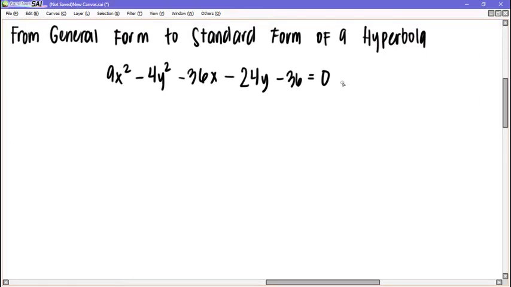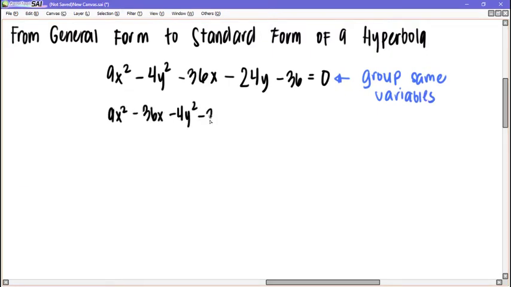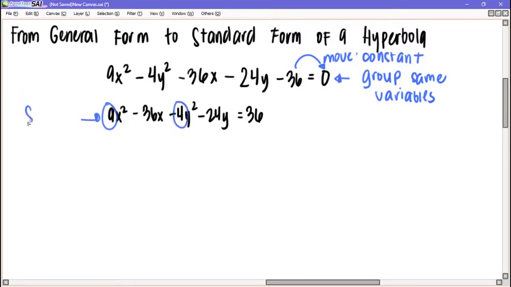As for letter B, turning a general form of a hyperbola to standard form is a very simple process. First, we need to group the same variables, so it would become 9x squared minus 36x minus 4y squared minus 24y, and then we move the constant to the other side. We should factor out the coefficients.